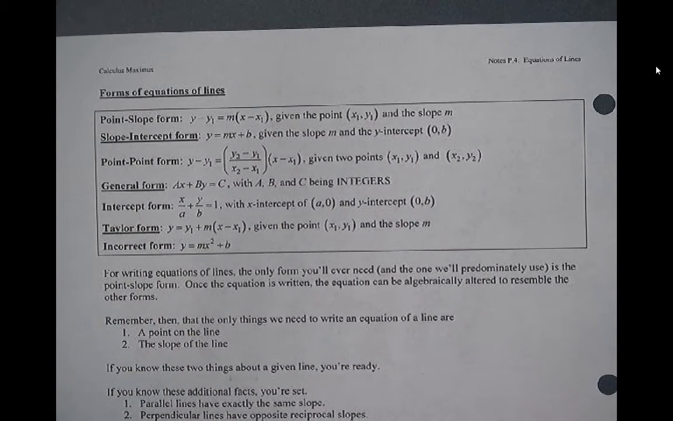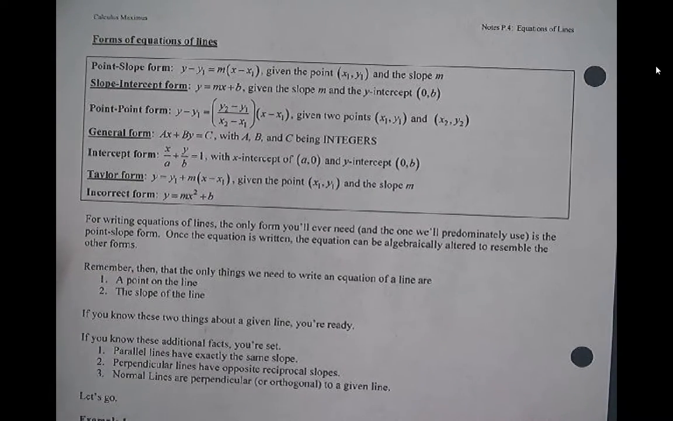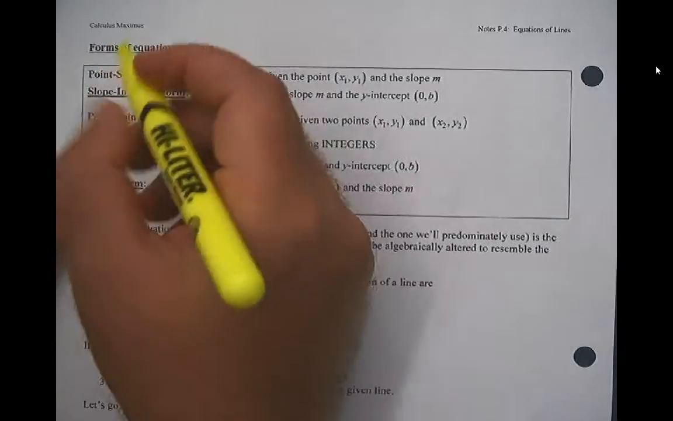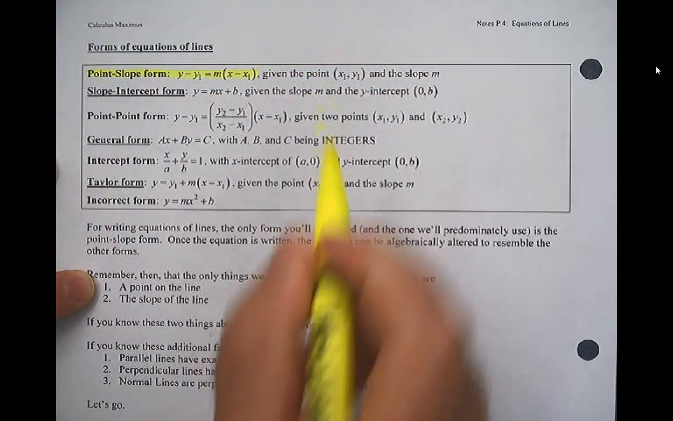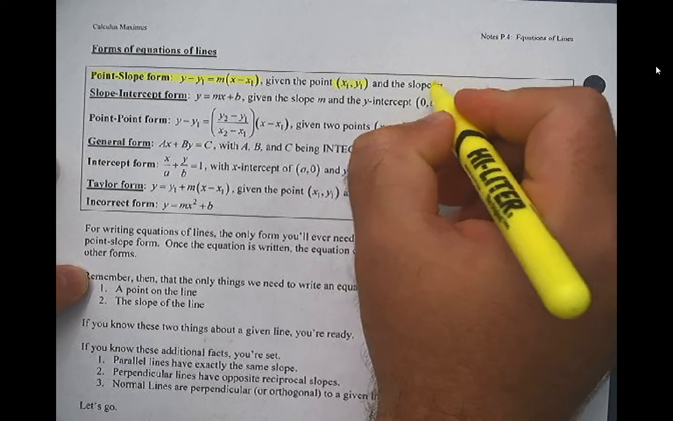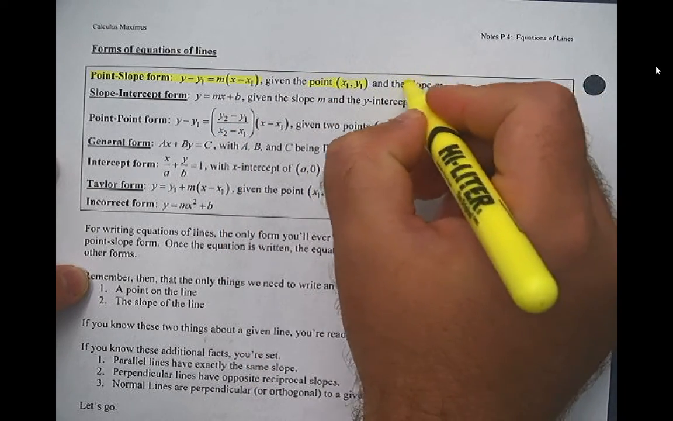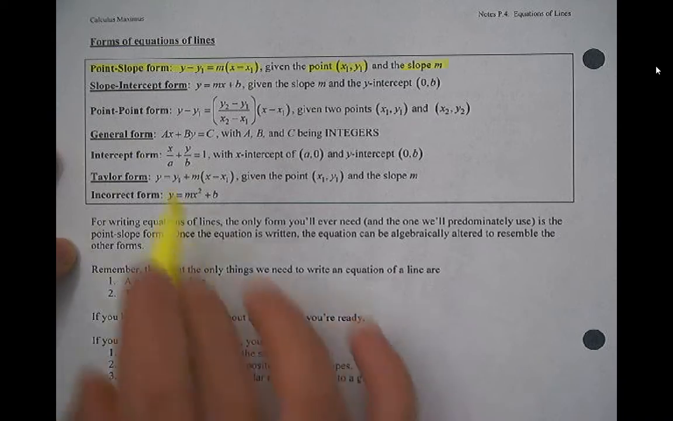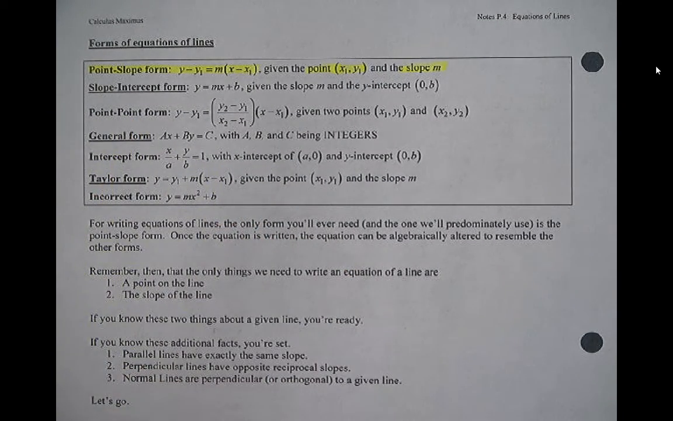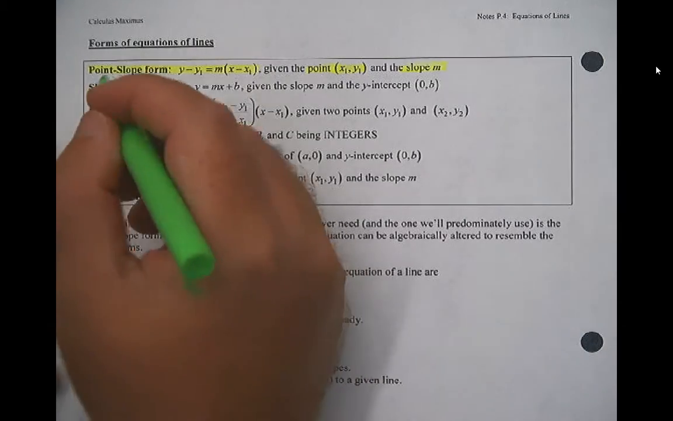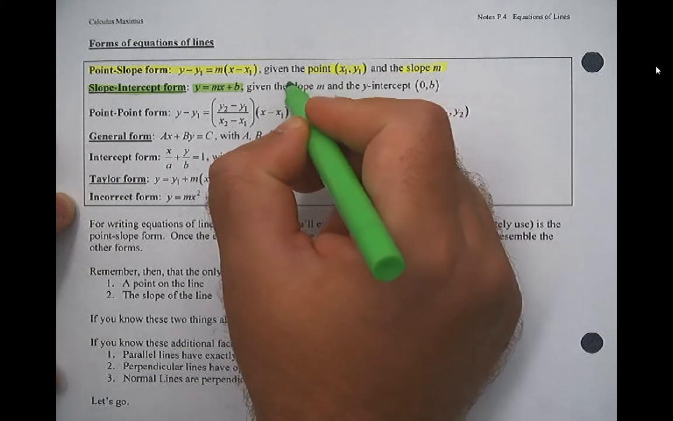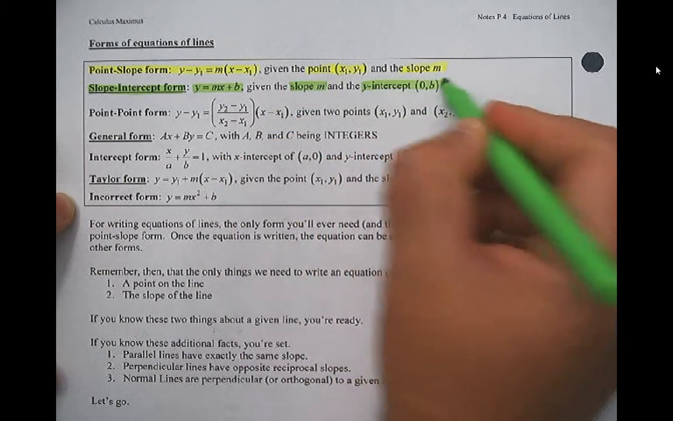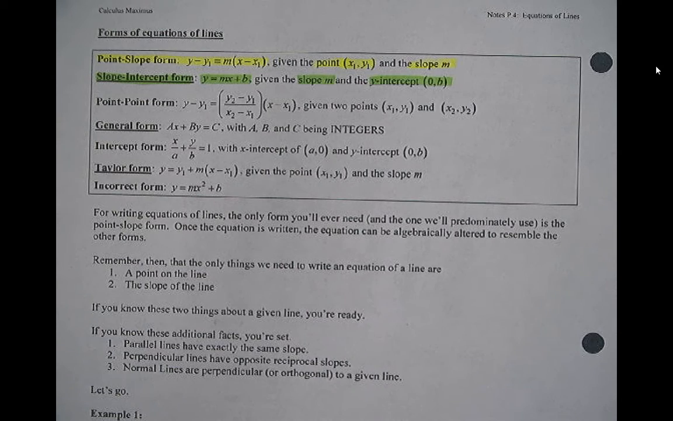Worth memorizing. Not probably the whole chart. I'll highlight the ones that I think are the most important. Point slope form. So you're given a point and you're given the slope. You're given a point, x1, y1. You're given the slope, m. We also have slope-intercept form, y equals mx plus b. This is the one that you probably remember the most. This has a y-intercept of (0, b).